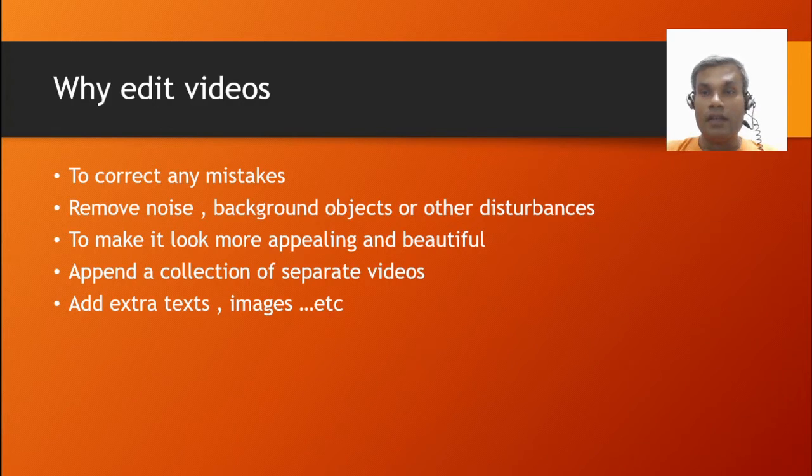There can be other problems as well. For example, there can be some background noises. You might hear some other vehicle passing by, or a person might cross across the camera. So there can always be some problems. By editing, you can remove them. In addition, you can make a video look more appealing and beautiful by doing the editing. You can make some color corrections. You can also do some volume adjustments and things like that.